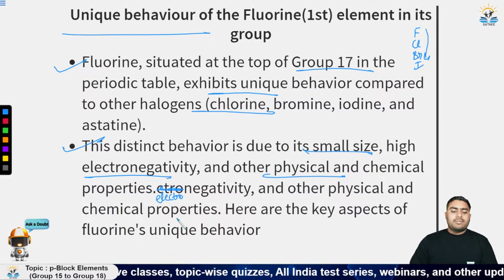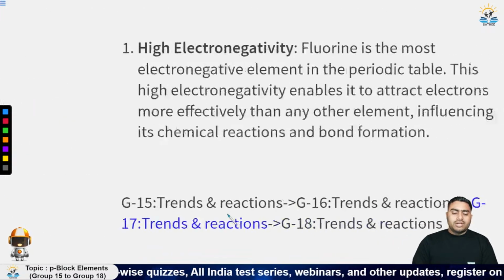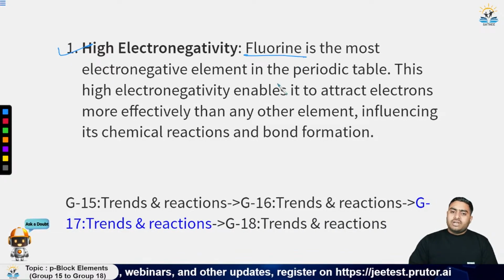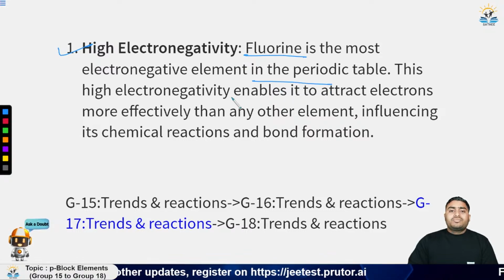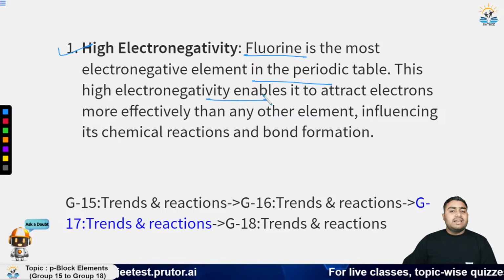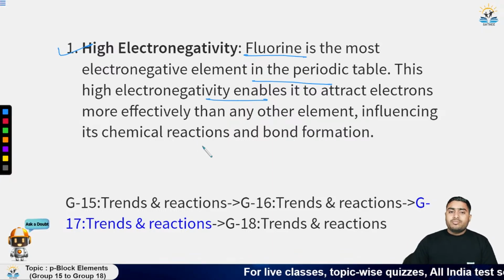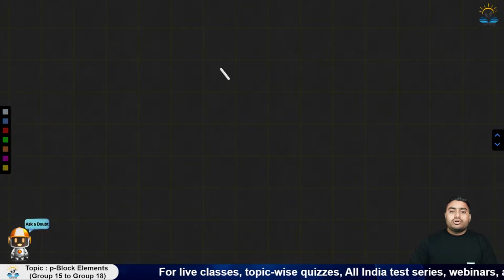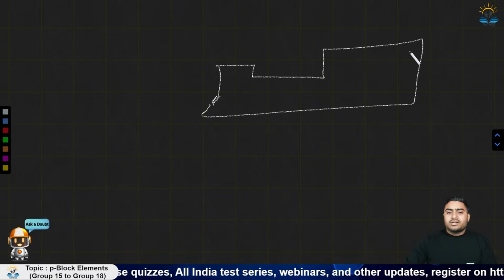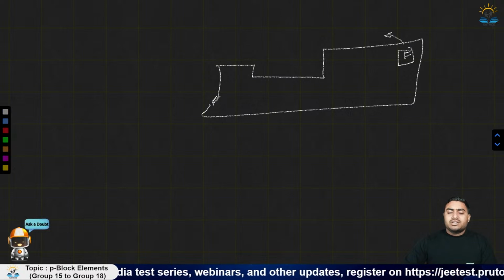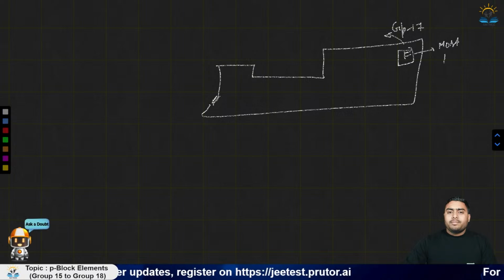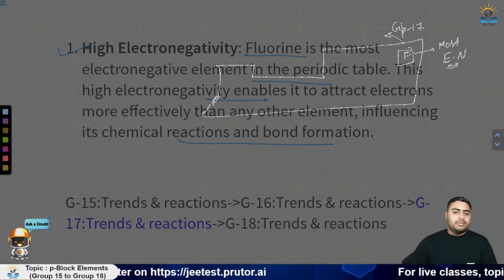Electronegativity and other physical and chemical properties, here are the key aspects of fluorine's unique behavior. So high electronegativity: you can see here, fluorine is the most electronegative element in the periodic table. This high electronegativity enables it to attract electrons more effectively than any other element, influencing its chemical reaction and bond formation. As I told you already, fluorine is the most electronegative element in the periodic table, right? Here is fluorine in group 17, the most electronegative element in the periodic table.